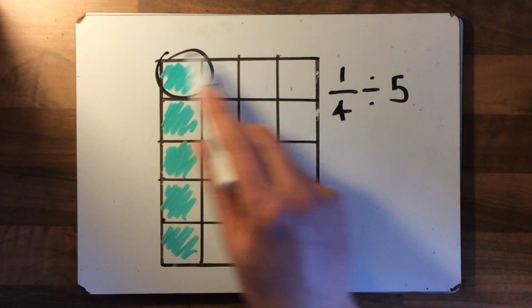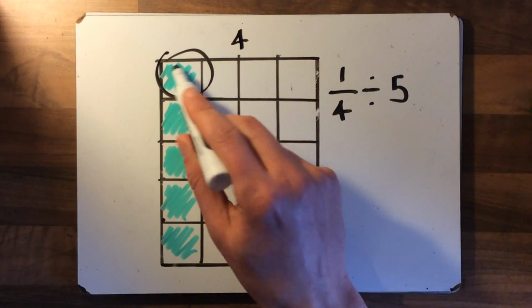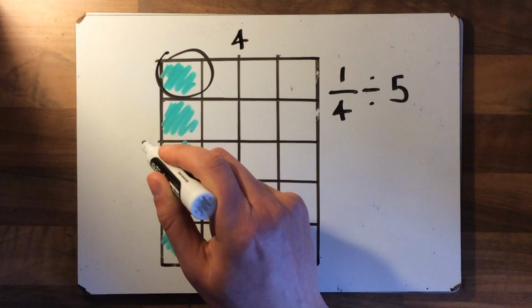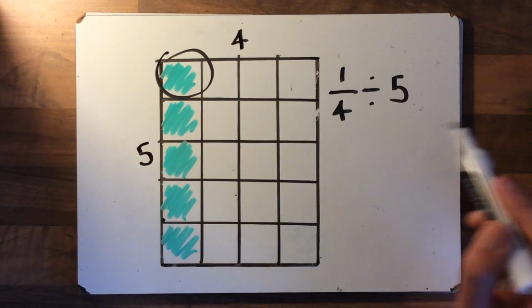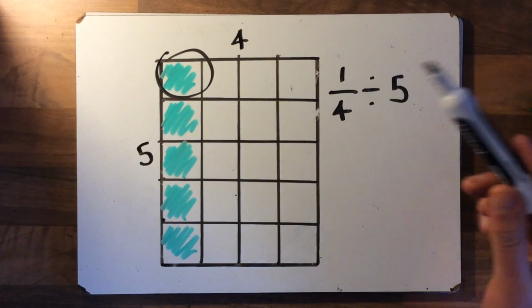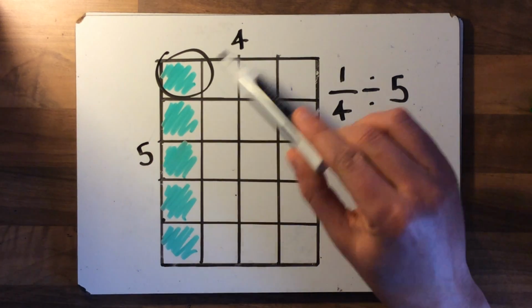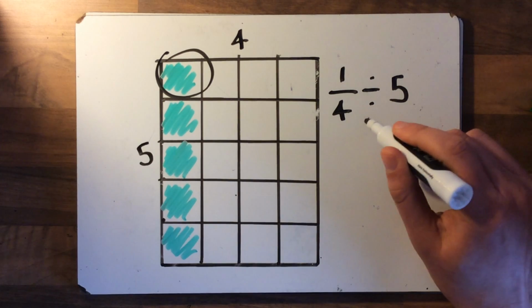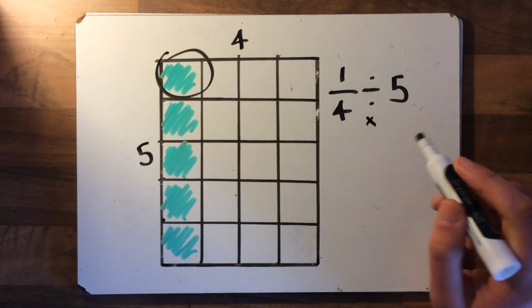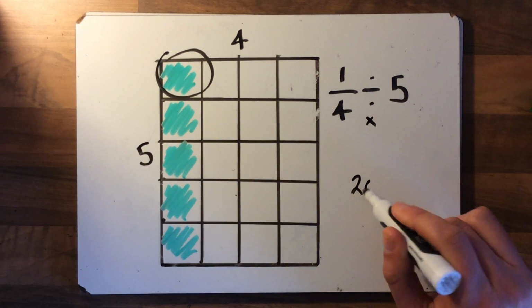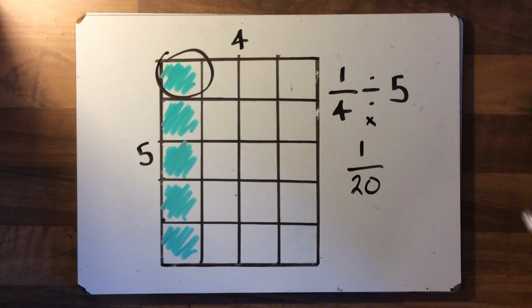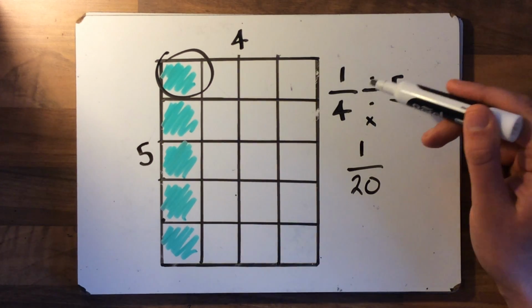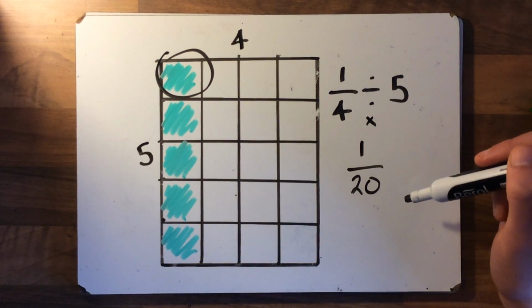Now, this is 4 across, 1, 2, 3, 4, and this is 5 down. If we're trying to find the number of squares in the shape, it's similar to calculating an area, isn't it? We do 5 times 4. That's why it's a multiplication. 5 times 4 is 20, and the numerator 1 stays the same. So the answer to a quarter divided by 5 is 1/20.